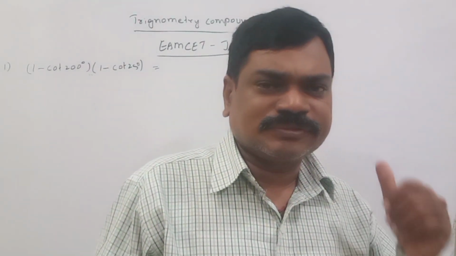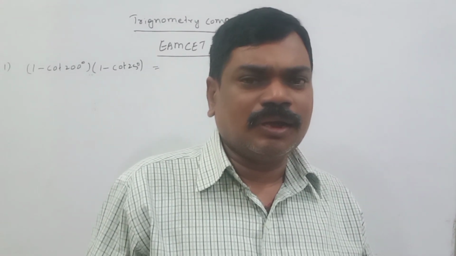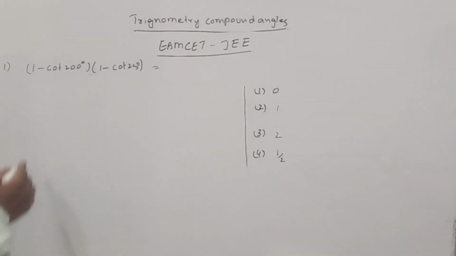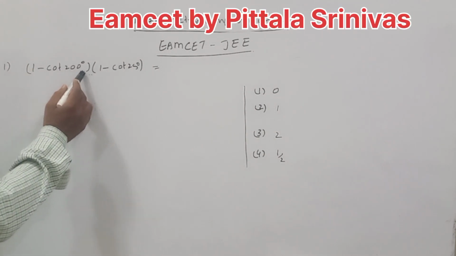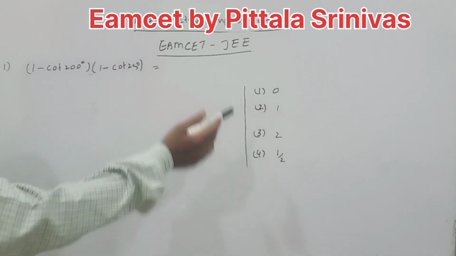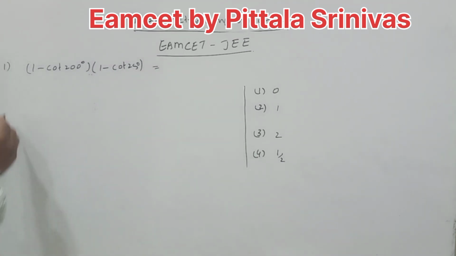Okay, all of you. Now we are going to discuss compound angles. In compound angles, MSET level 1 problems, MSET JE level 1 problems. What is the problem here? (1 minus cot 200 degrees) into (1 minus cot 25 degrees) is equal to, these are the options given.